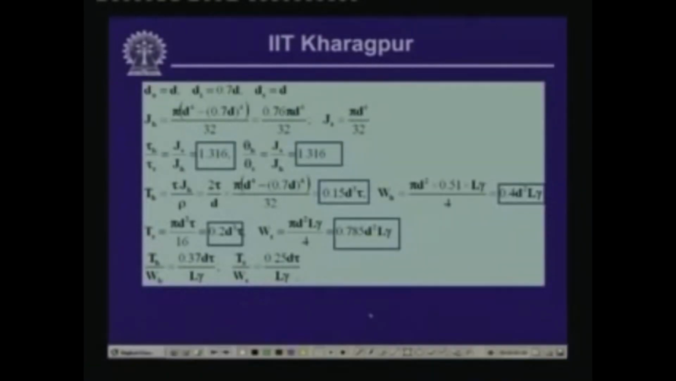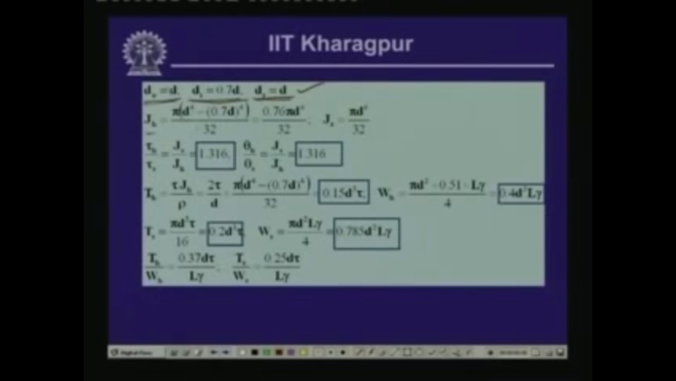Now, if we look into the calculations of this, the outer diameter for the hollow tube is given as d, the inner diameter is 0.7 times d. It is given in the form of radius and we are writing it in the form of diameter, and the solid diameter is also d. Suffix S stands for solid, suffix H stands for hollow.